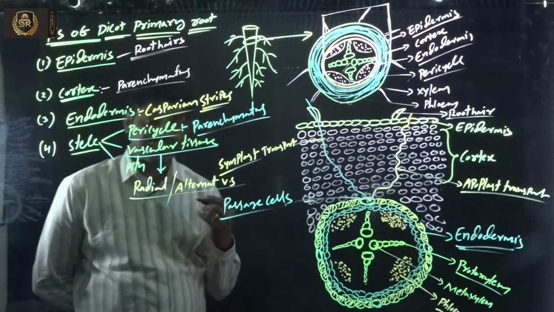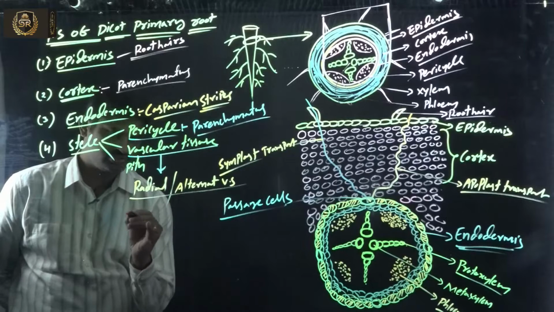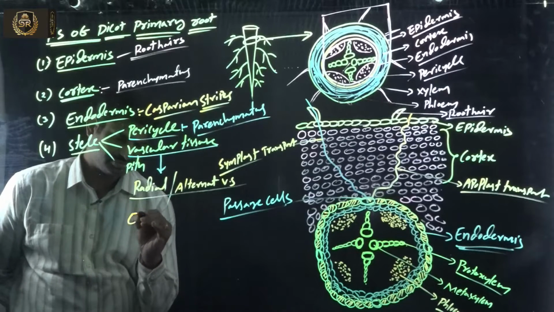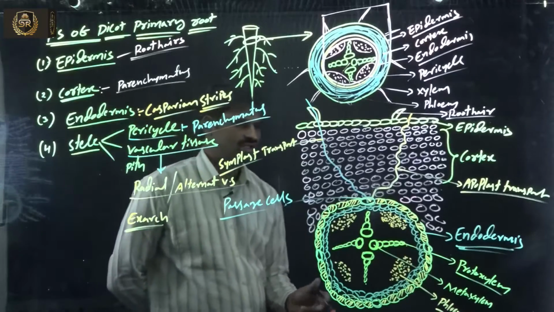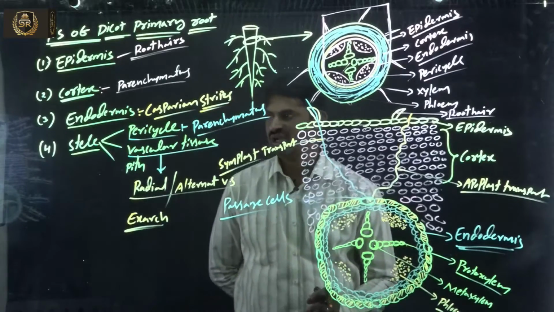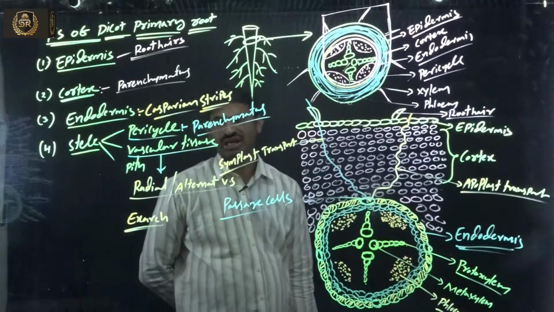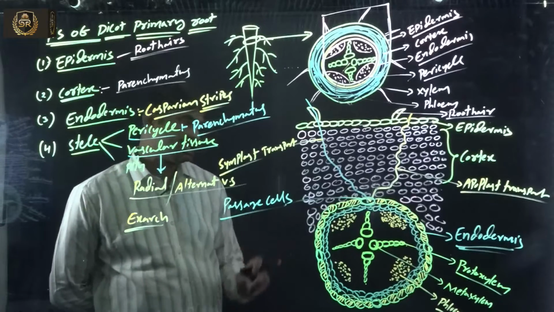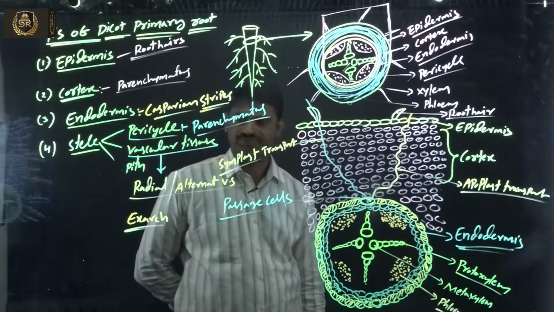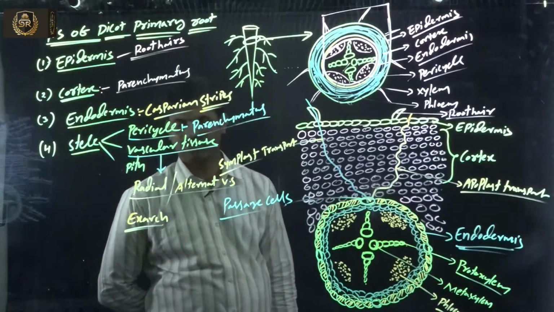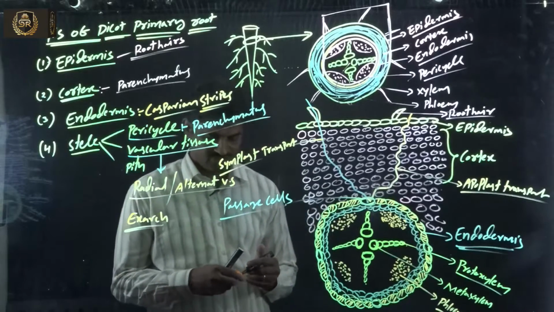Next one, exarch condition is present. Exarch condition means protoxylem is towards the outside and metaxylem towards the inside. That condition is called exarch condition. Exarch condition is a characteristic feature of roots.